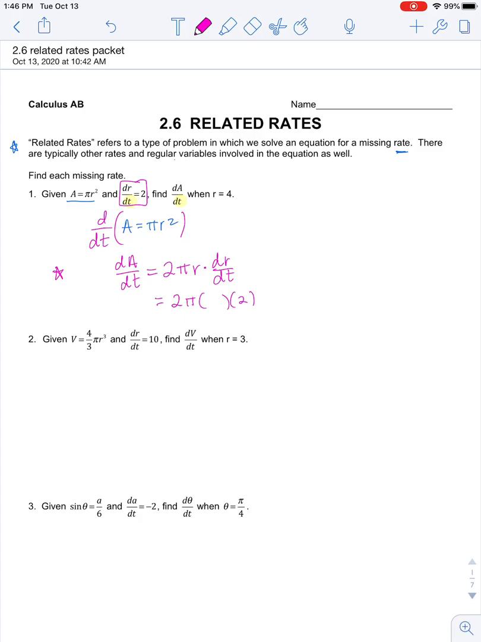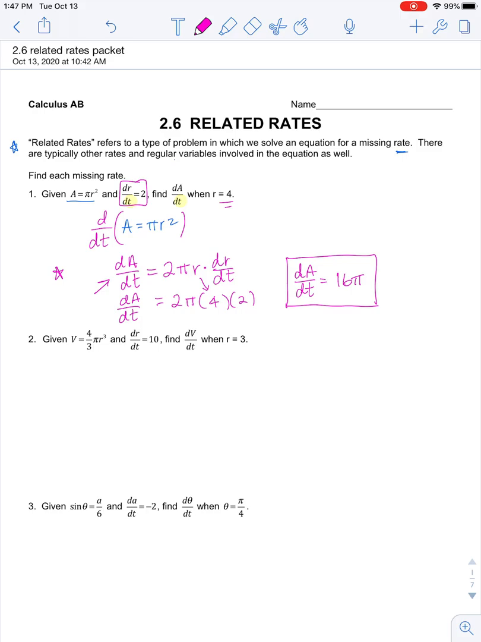It says find dA/dt. That's what's missing, so I'm going to leave that as letters, because that's what I'm solving for. Then it says r equals 4, so in that r spot, I'm going to put the 4. Then I can clean this up a little bit: dA/dt equals 2 times 4 is 8, times 2 is 16. So my answer would be 16 pi. Now there are no units in this problem, so normally we would include units there, but we're just trying to get through the symbolic nature of these types of questions.